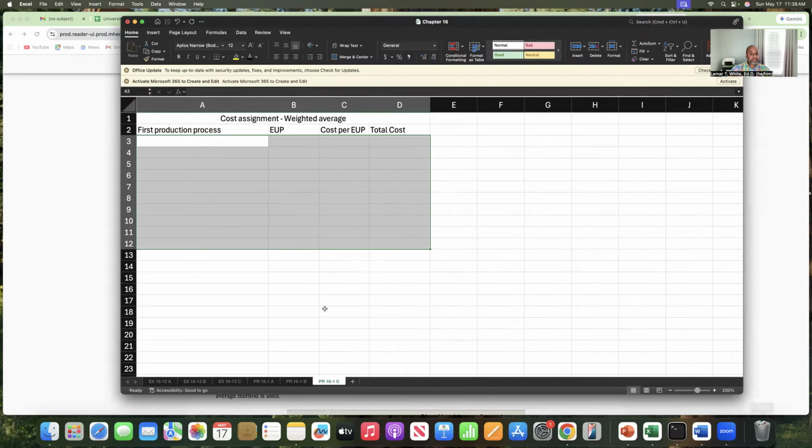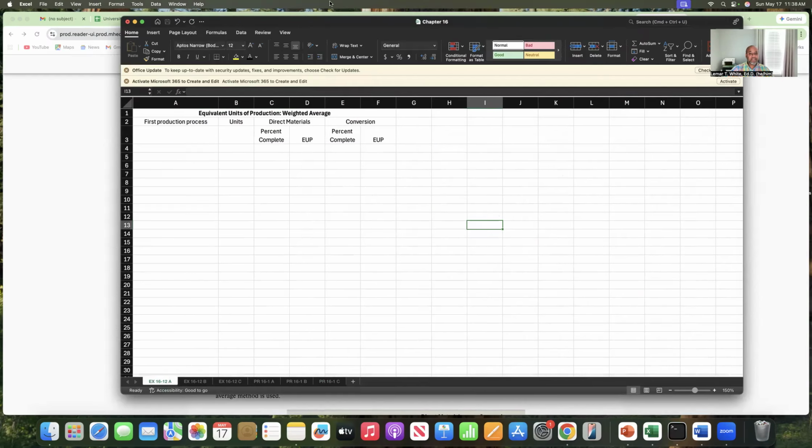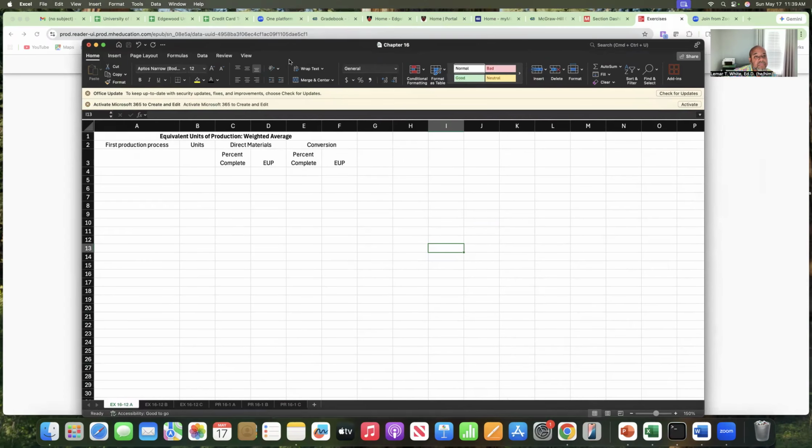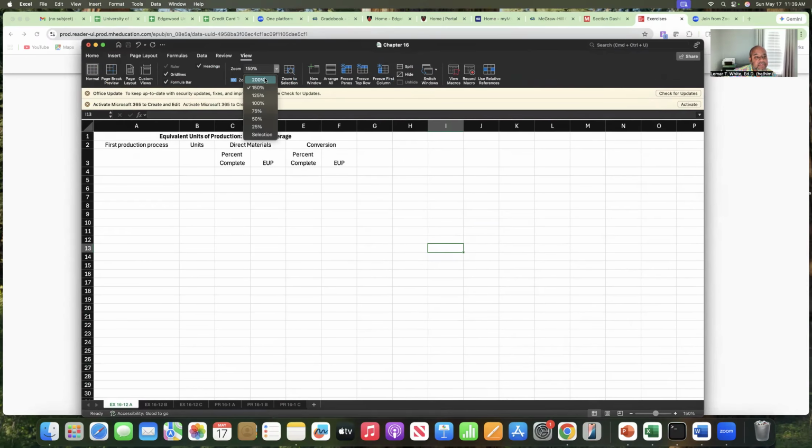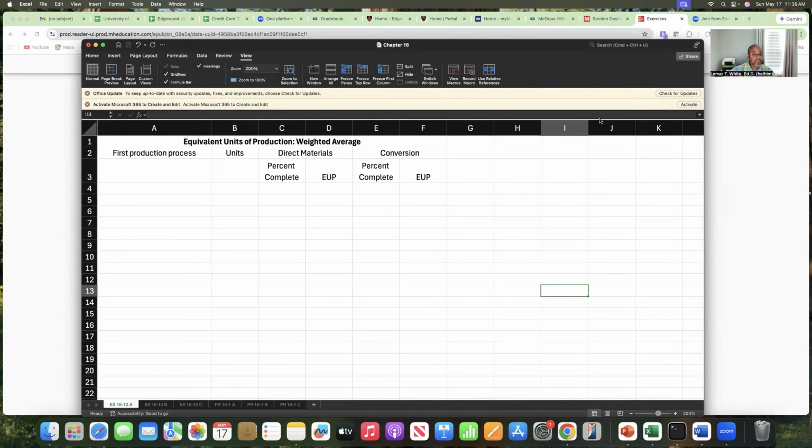I've prepared a preliminary Excel document, which is where I will go through these problems with you. Let me just make this a little bit bigger. All right, so the first part of the question, and I'm going to be looking down at my phone so I'm not toggling back and forth on the screen. I took a picture of the question so that I can refer to it as we walk through it. So the first part of the question says compute the equivalent units of production for both direct materials and conversion costs. So let's start with that.